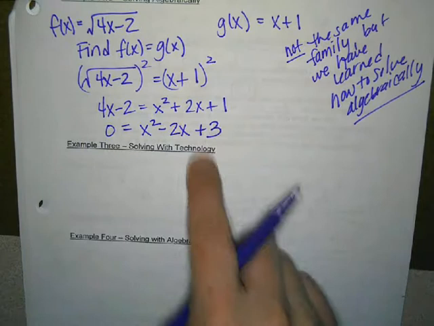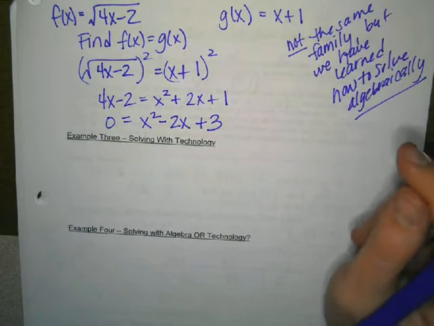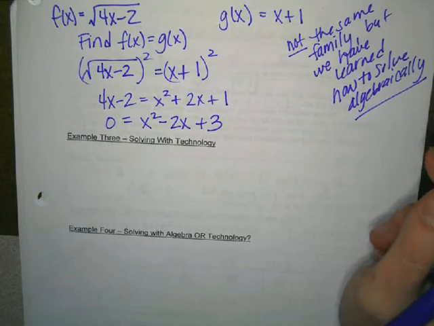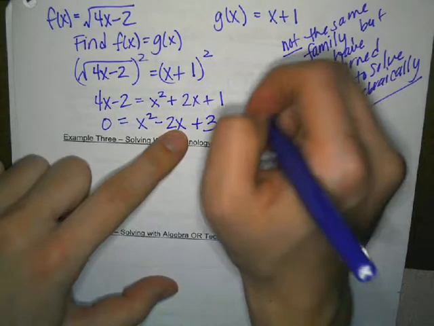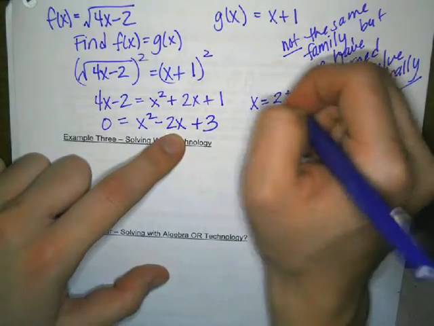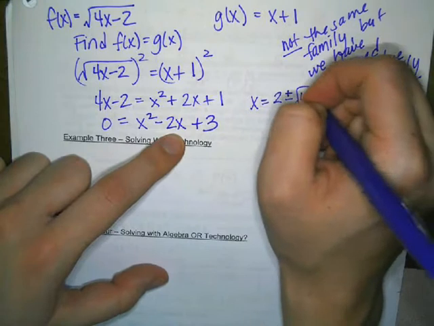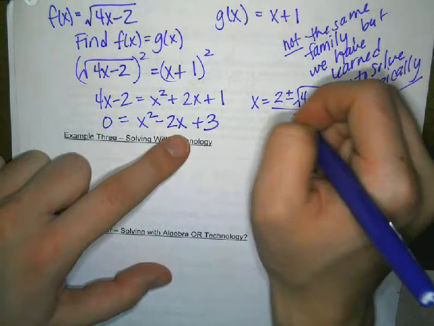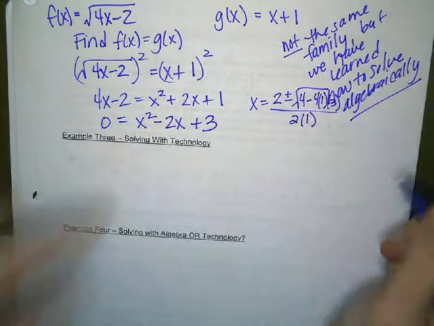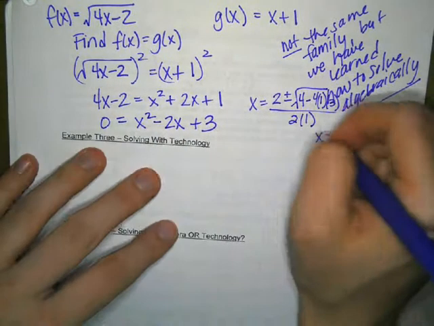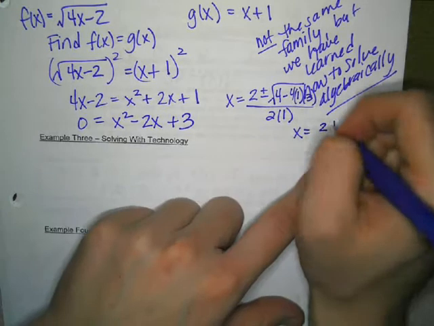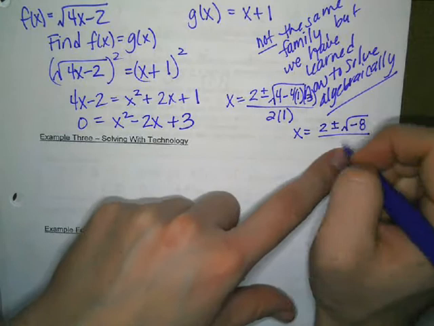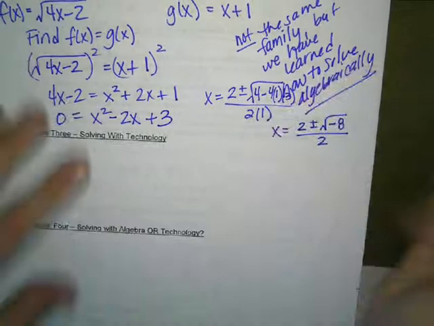And then you either solve by factoring or the quadratic formula. I think in this case, again, we're going to have to use the quadratic formula. Negative b plus or minus the square root of b squared minus 4 times a times c, over 2 times a. So we get x equals 2 plus or minus the square root of negative 8 over 2. So really we have an imaginary answer.